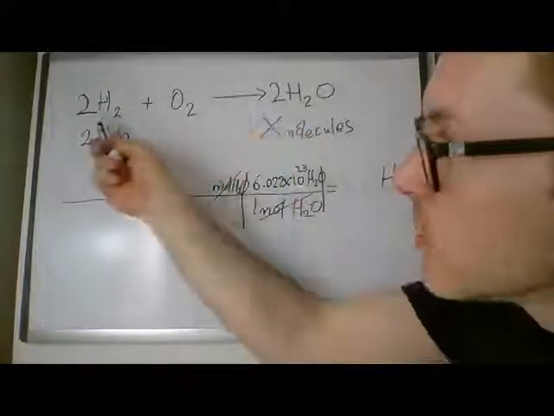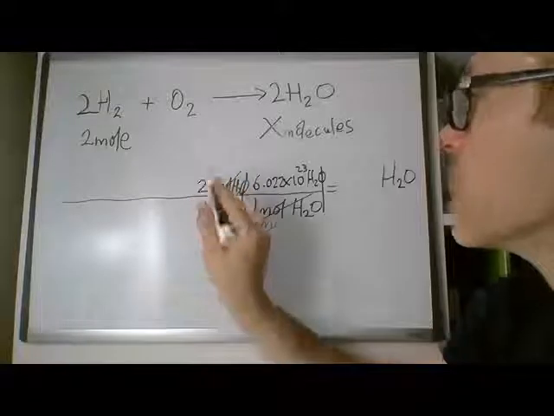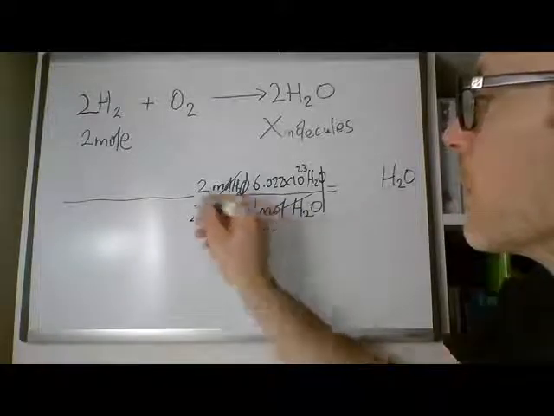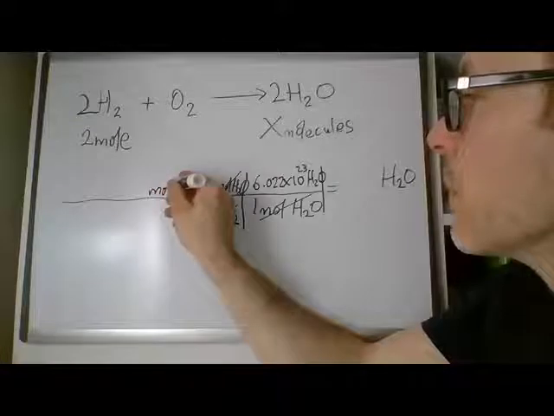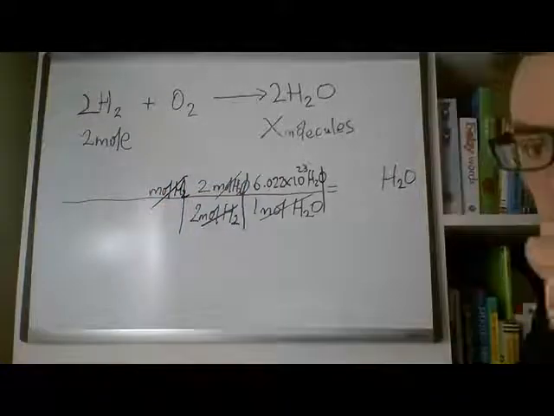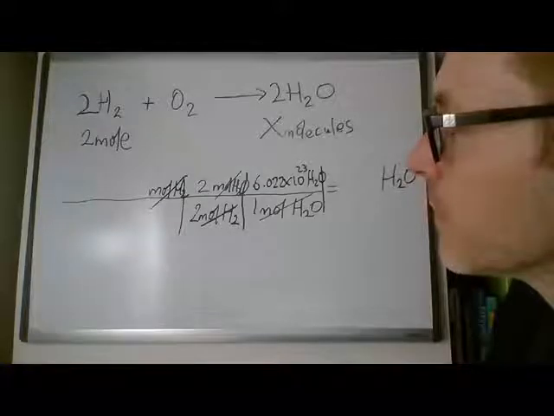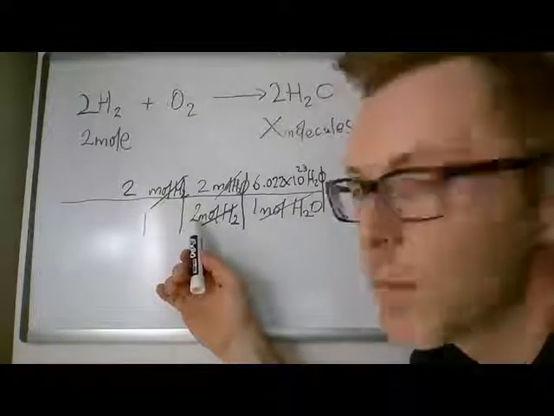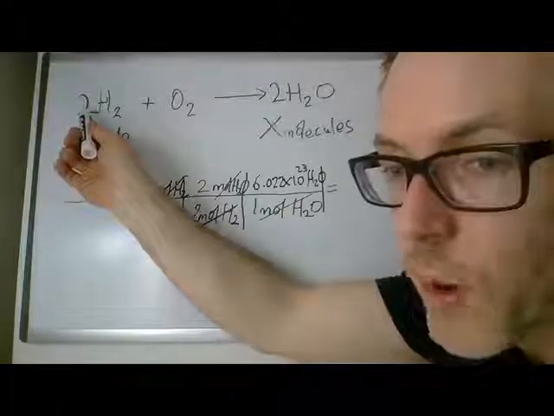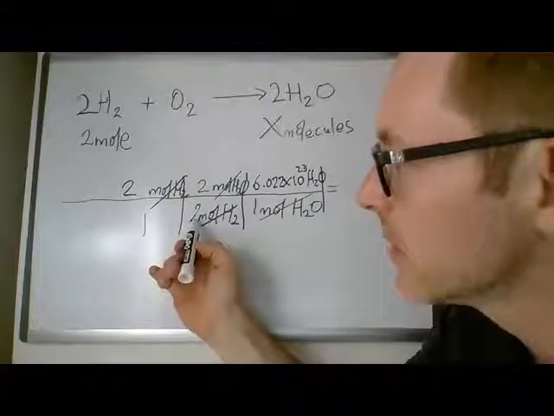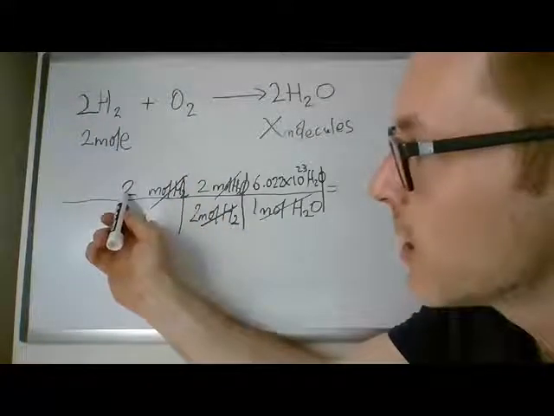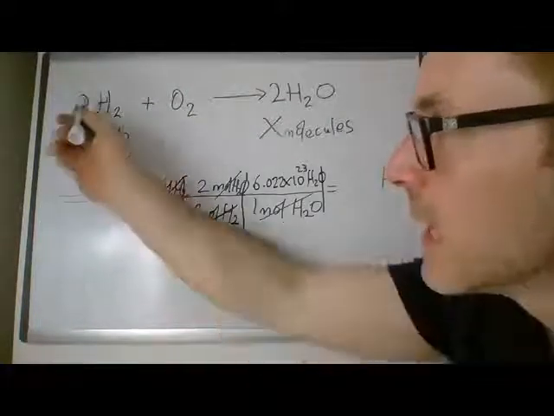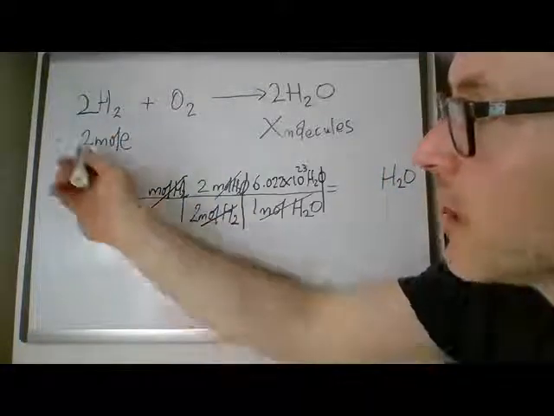I know that 2 moles of water is equal to 2 moles of hydrogen. And my input is 2. So crucially, this number 2 comes from the balanced equation. This denominator 2 came from that 2, and this numerator 2 came from that number. So they coincidentally were the same here.